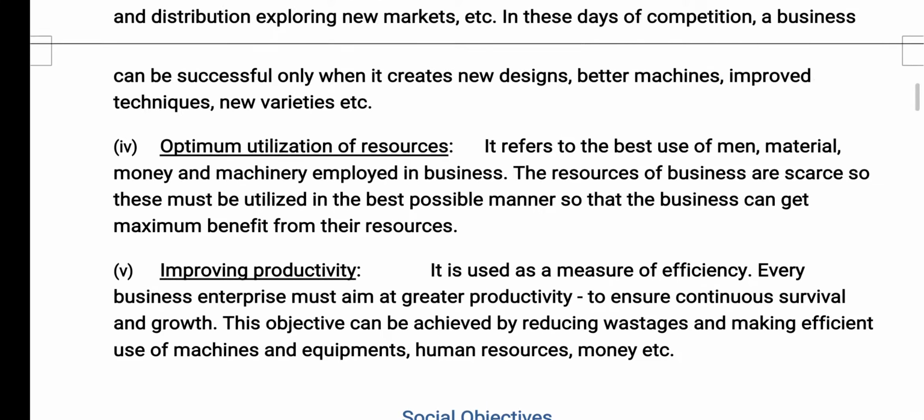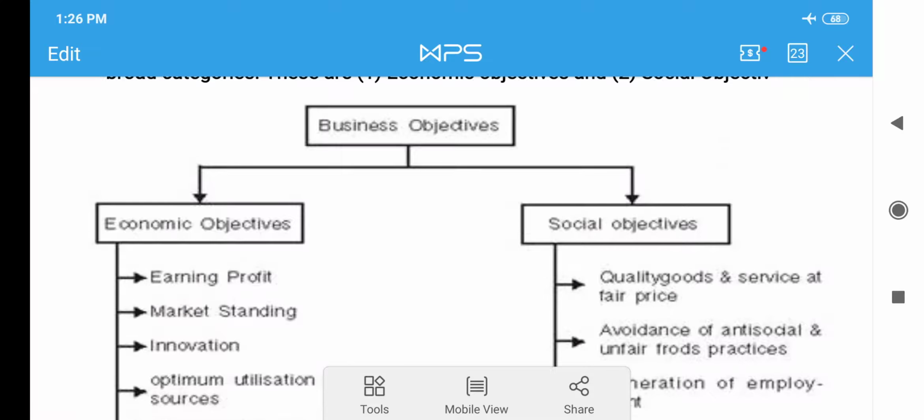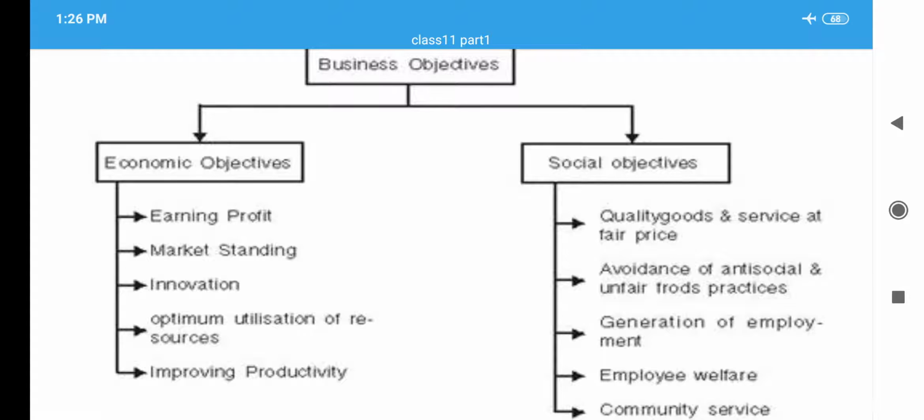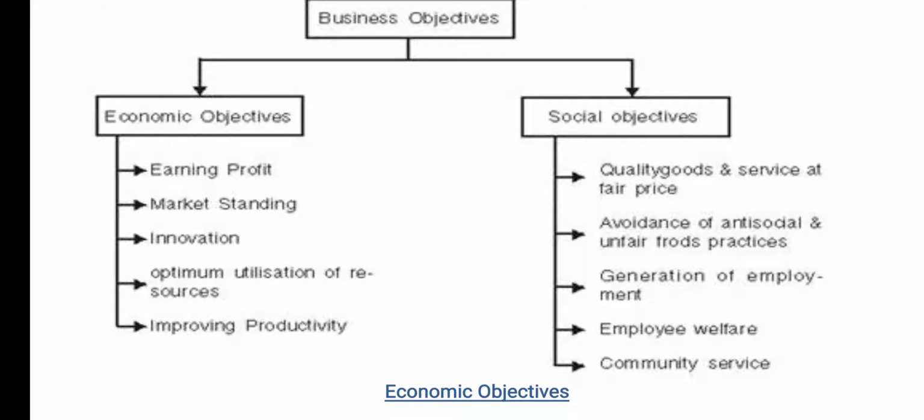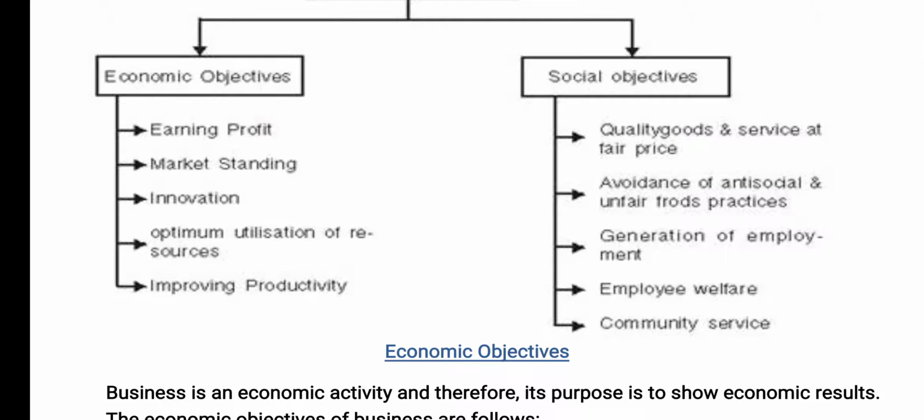Now we will move to the social objectives. As I told you, social objectives are those objectives in which you are going to help the society through charity or producing good quality products or providing them health facilities or in any other way. In this, what you are getting is the satisfaction of self esteem, that yes, I have worked for them, and you will get goodwill in the market. Some of the social objectives are quality goods and services at fair prices, avoidance of antisocial and unfair trade practices, generation of employment, employee welfare, community service.